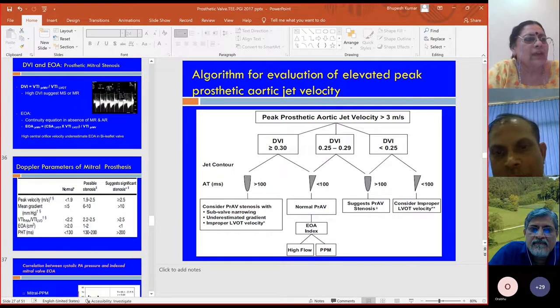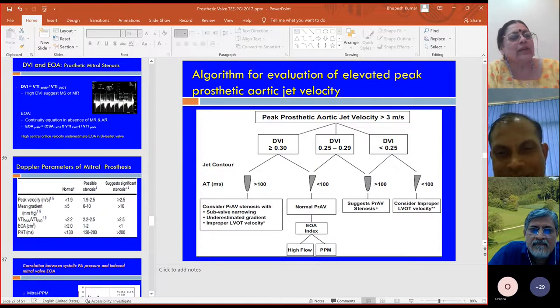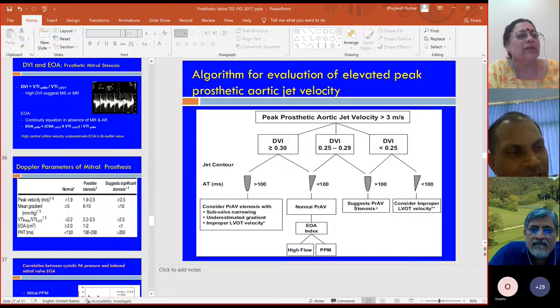Only thing, if the effective orifice area index is above 0.85 square centimeter per square meter, then we are all happy. If it is between 0.65 and 0.85 square centimeter per square meter, then we have to consider it as moderate patient prosthesis mismatch.